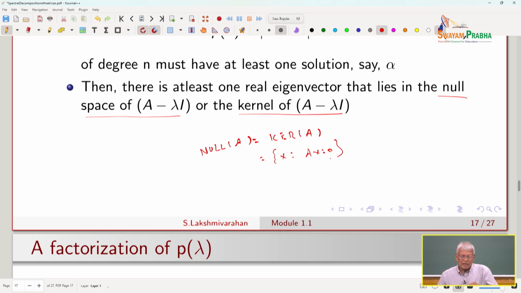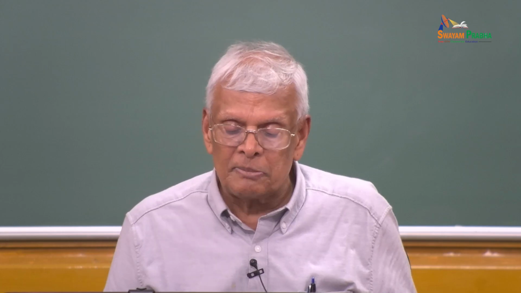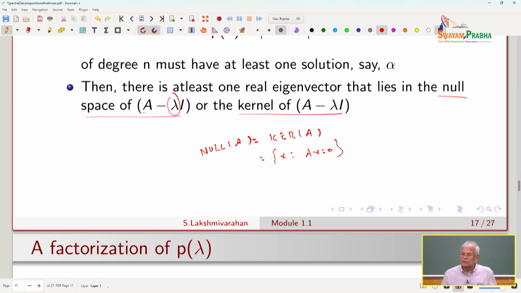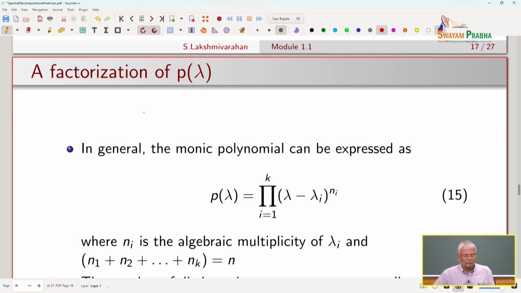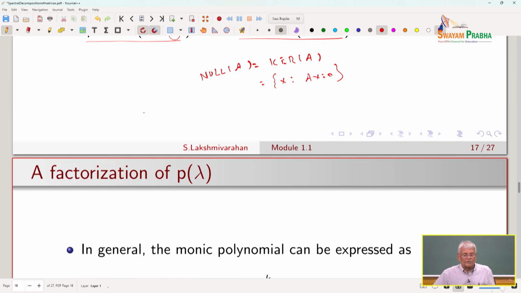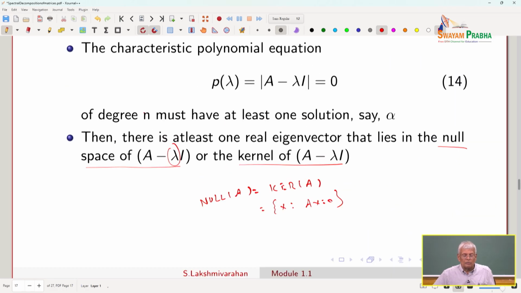So, what does it mean? If lambda is an eigenvalue, A minus lambda I is a matrix. What is this matrix? It is a shifted matrix: A is shifted by lambda I. It subtracts lambda from the diagonal. This shifted matrix has a null space, and the elements of the null space are the eigenvectors of the matrix A. That is what I want you to understand.